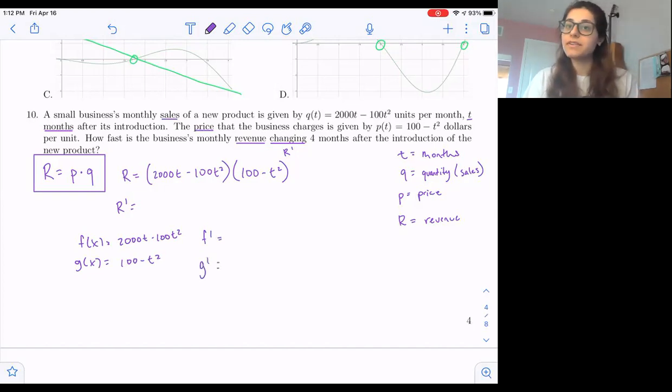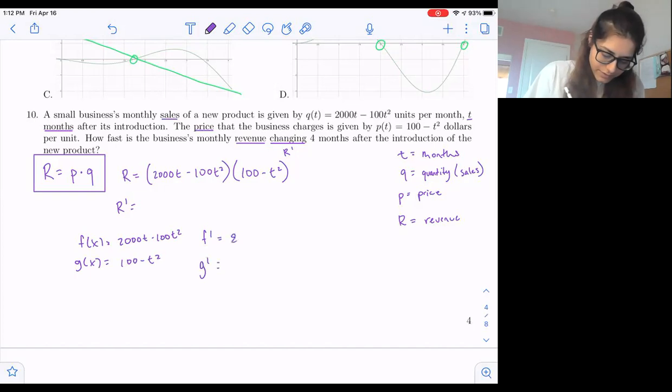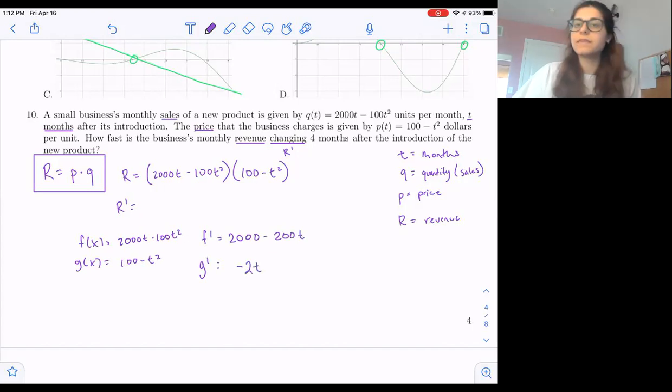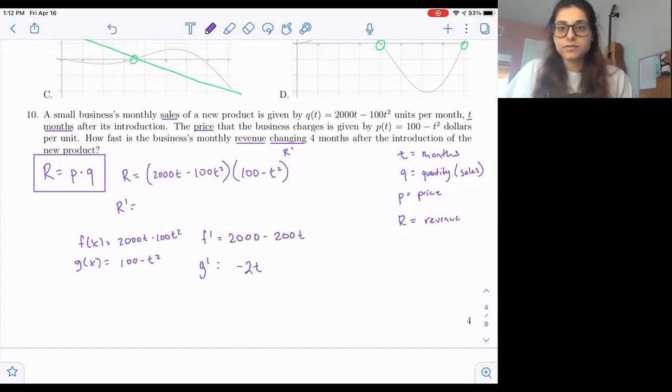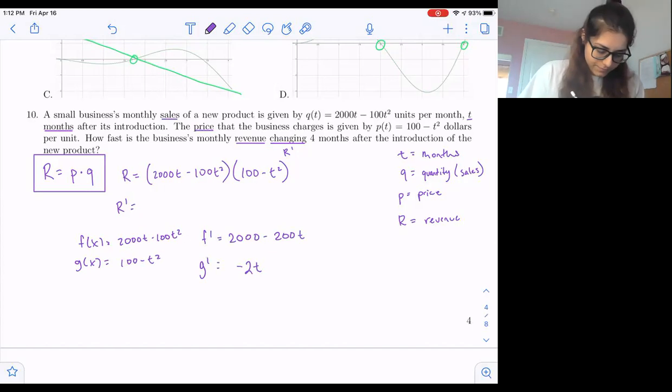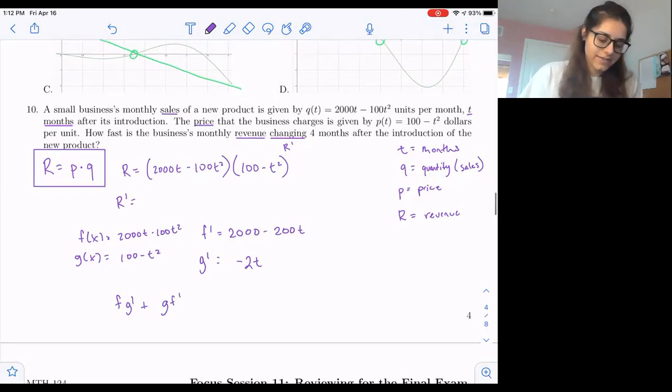F prime will be the derivative of f of x, so we'll have 2000 minus 200t. G prime will be negative 2t. All right, then we can use the product rule. The product rule is f times g prime plus g times f prime. There are a few variations on that. They're all the same thing.